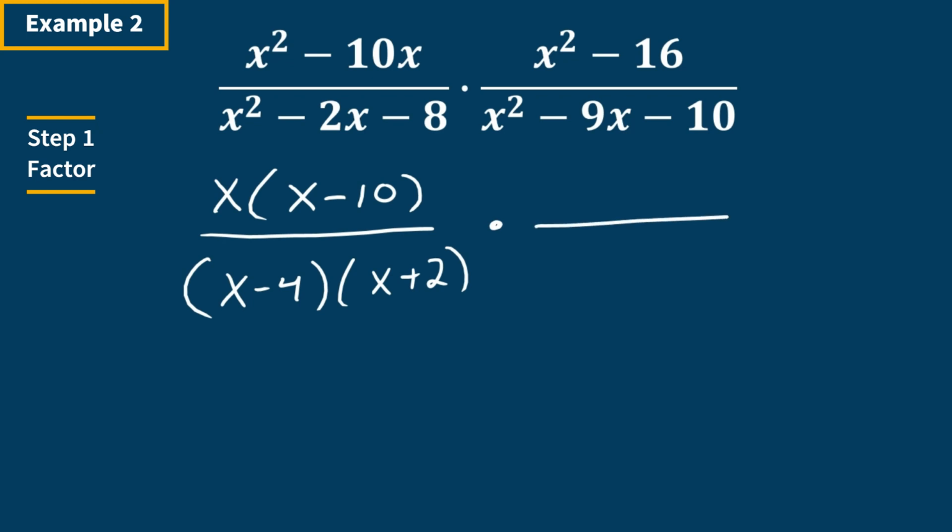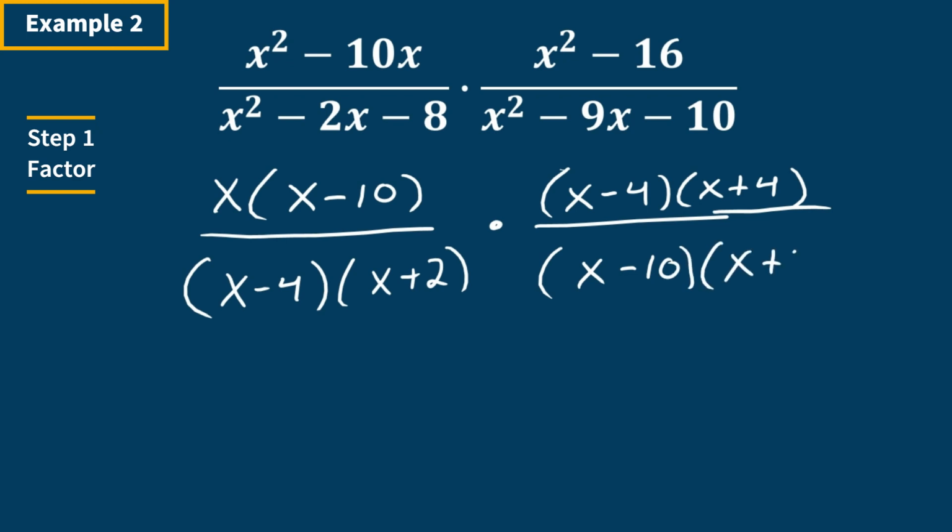Now let's look at the numerator in the second fraction. Factoring out the numerator, we'll have x minus 4 and x plus 4. In the denominator, what we'll have is x minus 10 and x plus 1. Now that our problem is fully factored, step 2 is to cancel any like terms. So we look at the numerator and we go down one by one at each term there. Let's start with the x. As we can see, there is no x term by itself in the denominator, that means that we can't cancel it and it's going to stay there.